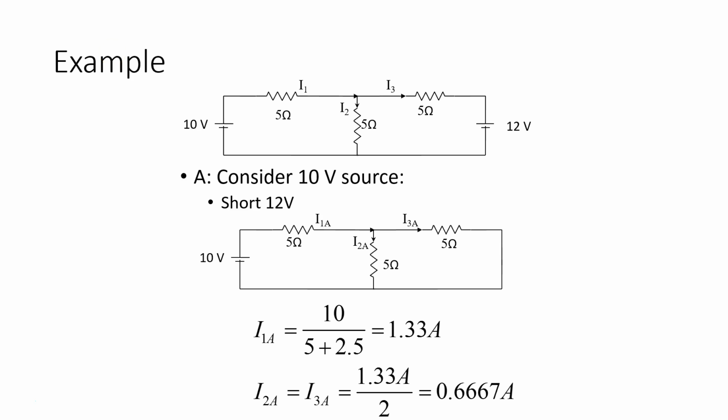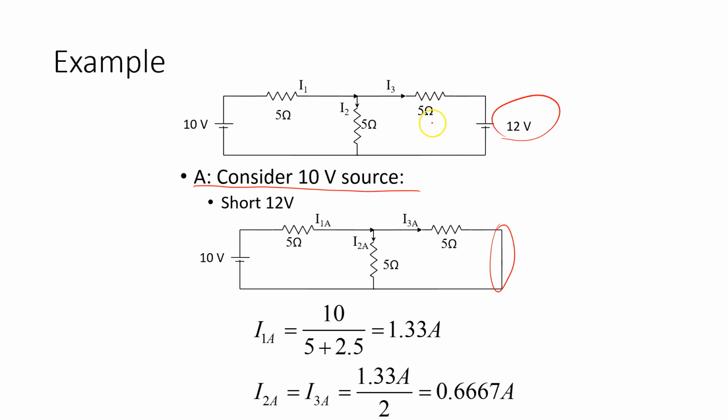So the first example, we have this 2 source circuit, 10 volts, 12 volts, and we have 3 5-ohm resistors, and we want to basically find these currents I1, I2, I3. So the first thing we're going to do is we're going to consider the 10 volt source. That means we have to turn off the other sources, in this case the 12 volt voltage source. So turning off, that means we are going to short circuit it. Right, remember this is a voltage source, so turning it off means the voltage across it should be zero. So we turn it off, which now becomes this short circuit.